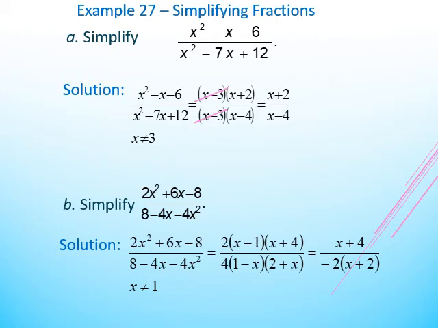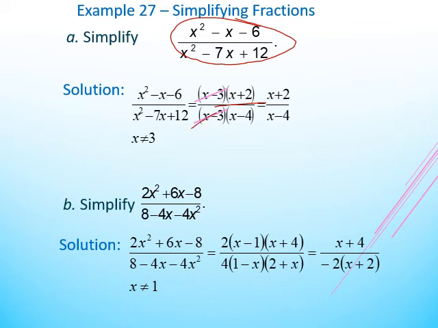Example 27, simplifying fractions. When we have this fraction and we want to simplify it, we should first factor it into two brackets to get it simpler. If we convert x squared minus x minus 6 into this form by using the rule in the previous section, we get x squared minus x minus 6 equal to (x minus 3) times (x plus 2). And the same for the denominator, x squared minus 7x plus 12, which equals (x minus 3) times (x minus 4).